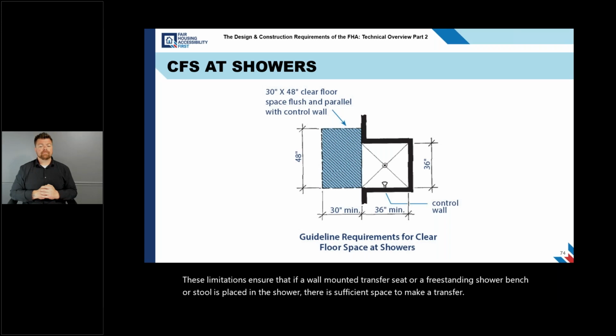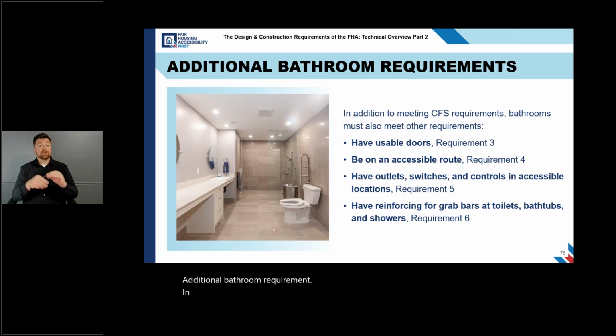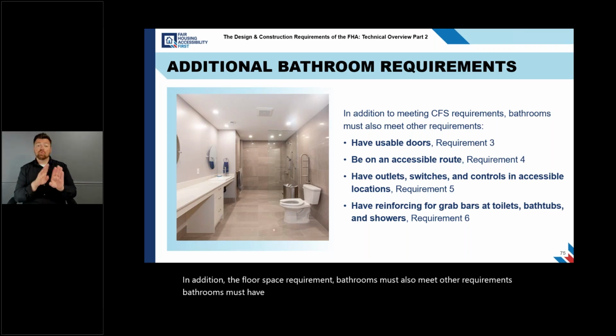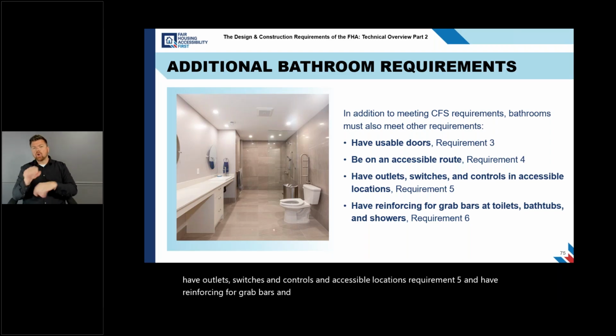Additional bathroom requirements. In addition to floor space requirements, bathrooms must also meet other requirements. Bathrooms must have usable doors, requirement 3, be on an accessible route, requirement 4, have outlets, switches, and controls in accessible locations, requirement 5, and have reinforcing for grab bars at toilets, bathtubs, and showers, requirement 6.